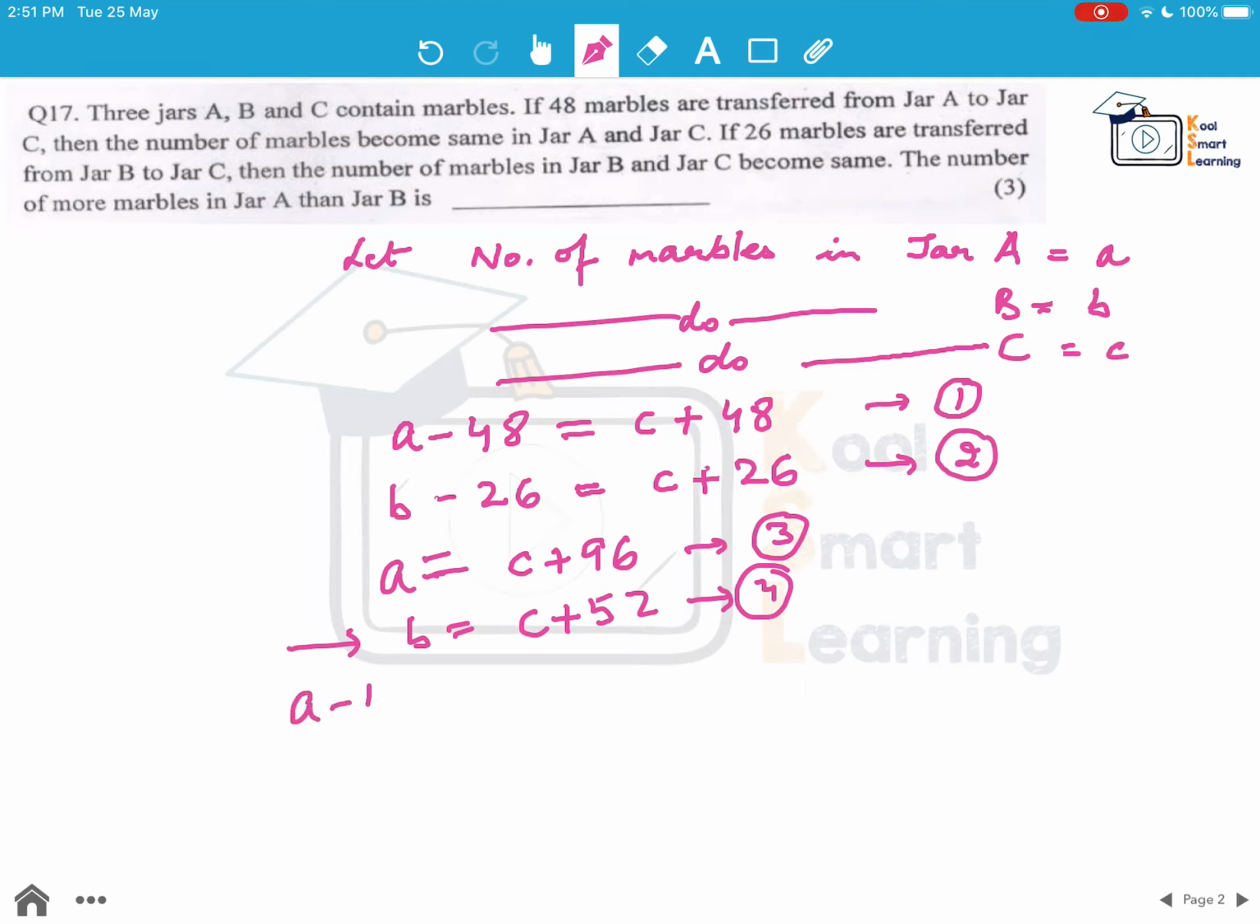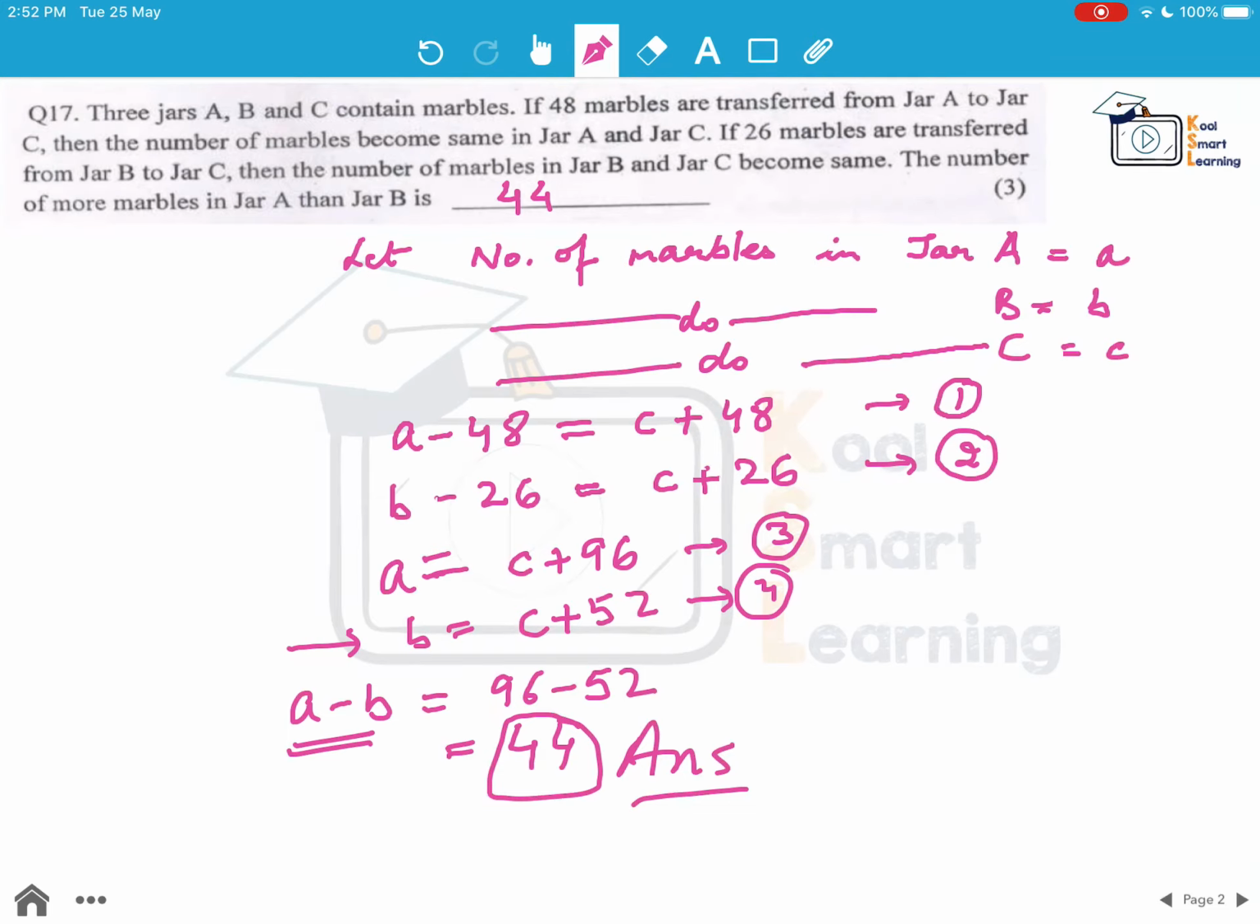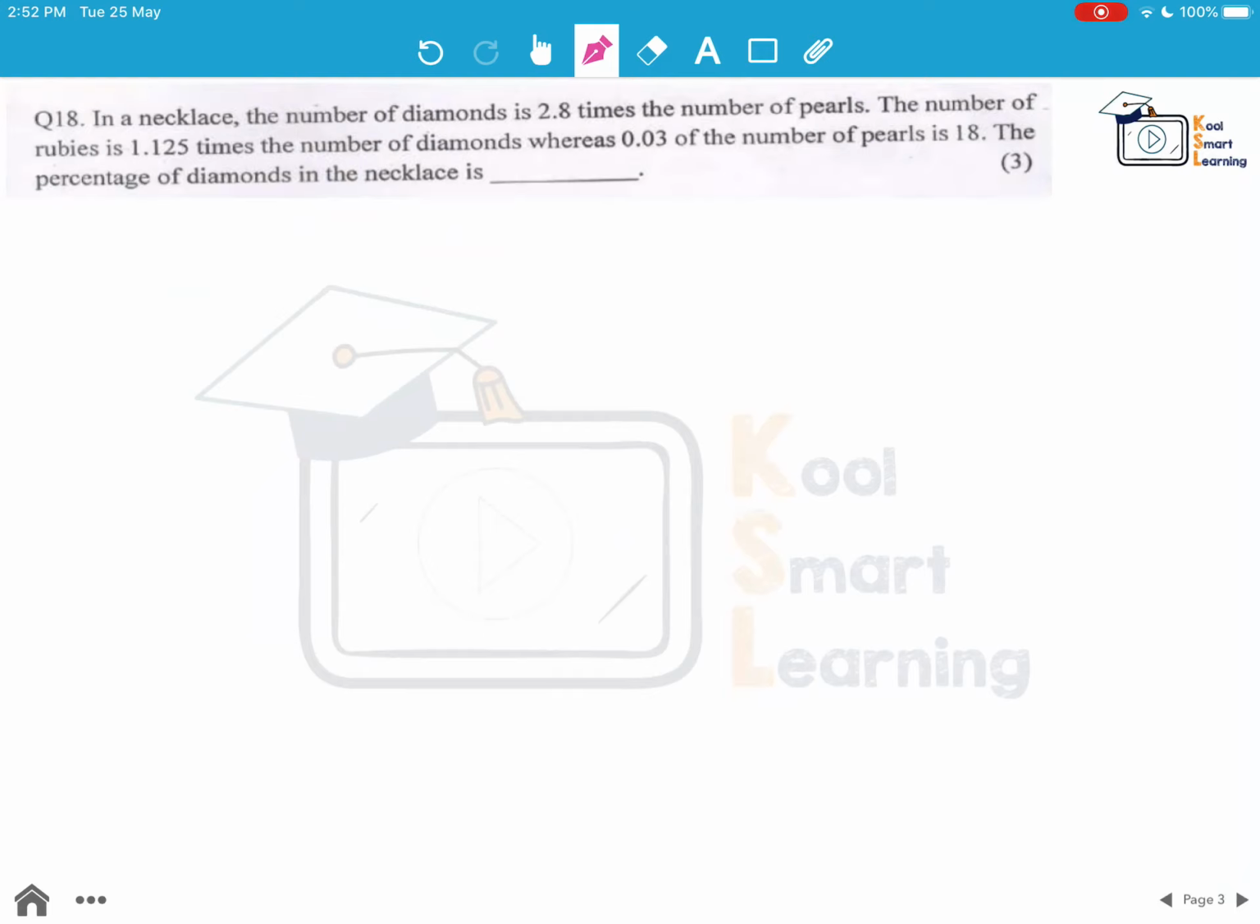And now we subtract fourth from third. So we get A minus B is equal to 96 minus 52, which is nothing but 44. And we have to find out A minus B. So 44 is the answer to this question. The number of marbles which are more in jar A than jar B is 44. Moving to the next question.